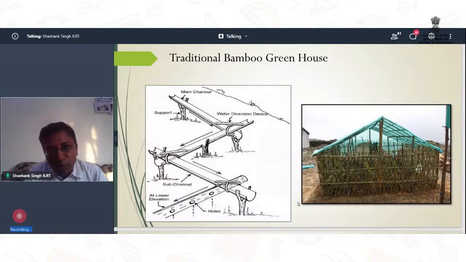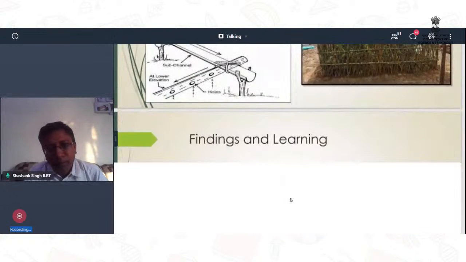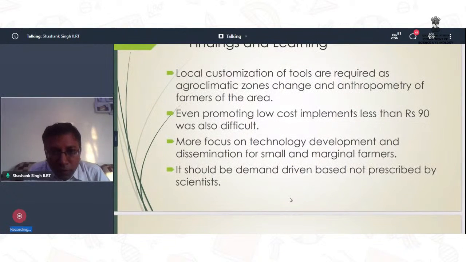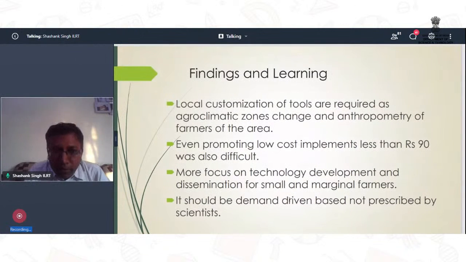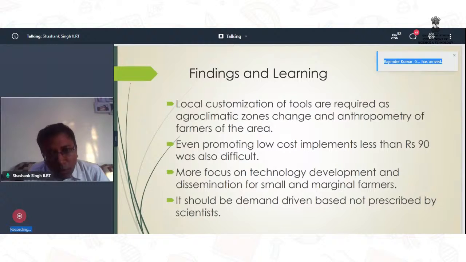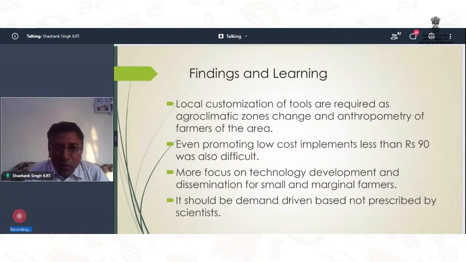Next, please. I'll pick some of the important findings. Our learning is that some local customization is required according to the agroclimatic zone. Once we have a design, often it doesn't work at the field level, so customization is required all the time. We even found that when promoting a very low cost implement, cost is not the matter. We have to see what kind of technology we are providing, whether it is the same or they need a version 2.0 which reduces their drudgery.